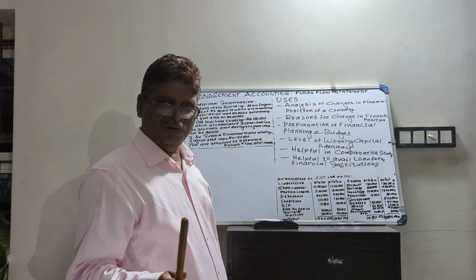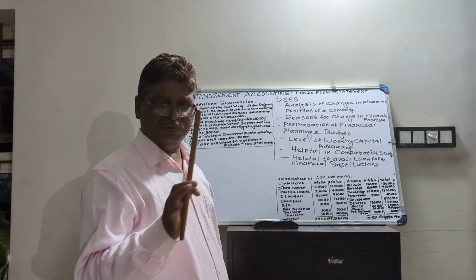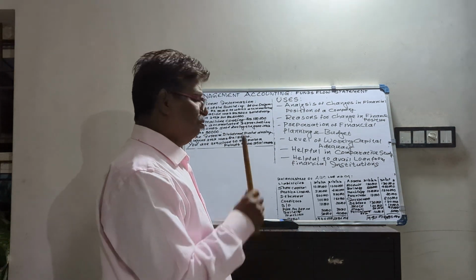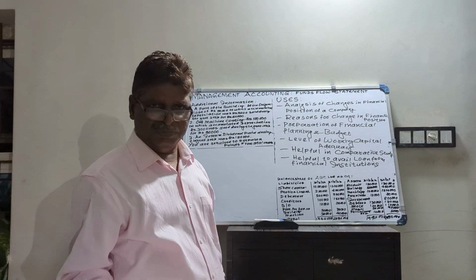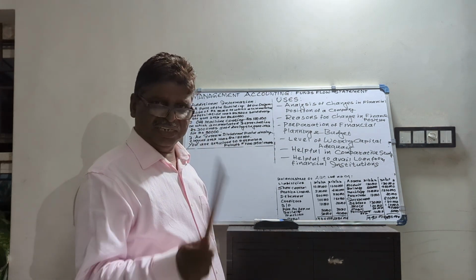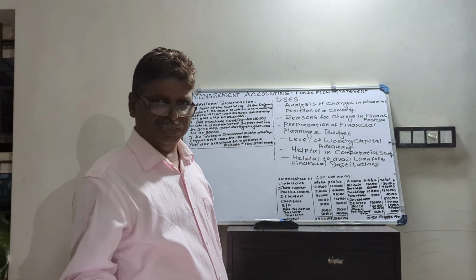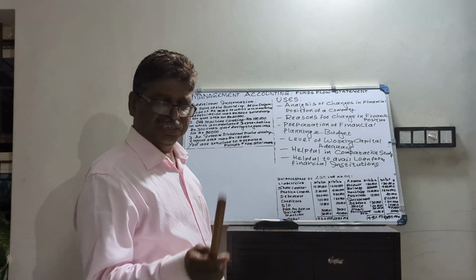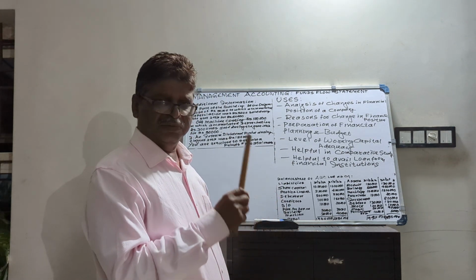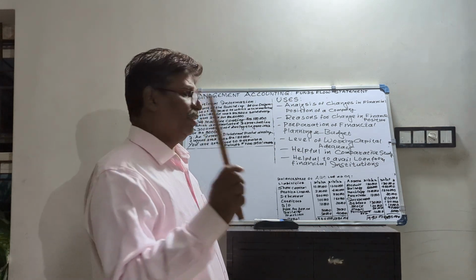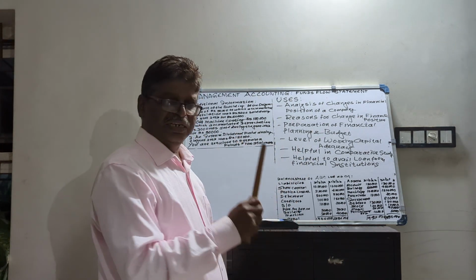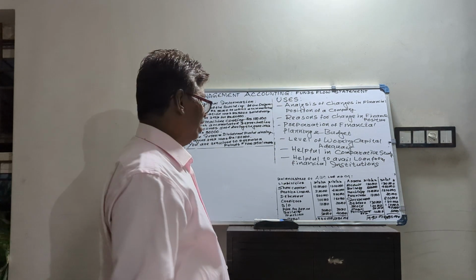Working capital is the excess of current assets over current liability. If there is increase in current asset, definitely there is increase in working capital. And if decrease in current asset, there is decrease in working capital. And reverse is the case for current liability. If there is increase in current liability, there is decrease in working capital. If decrease in current liability, there is increase in working capital.